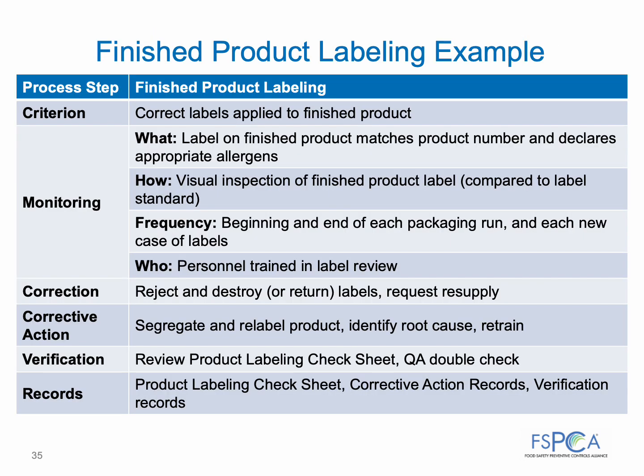This slide demonstrates an example of finished product labeling as an allergen preventive control, including possible parameters and values. It is crucial that the proper label is applied to the finished product, matching the formula being made to the label being used, and that there is an accurate declaration of the allergens in the formula. Also shown are the details of monitoring, correction, verification, and a listing of the relevant records.